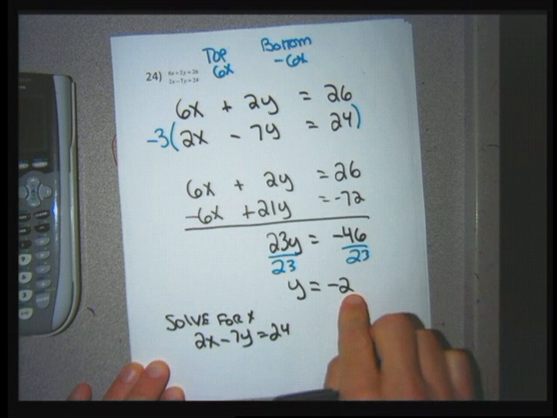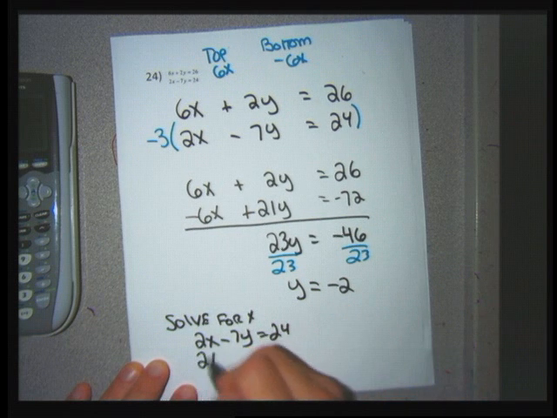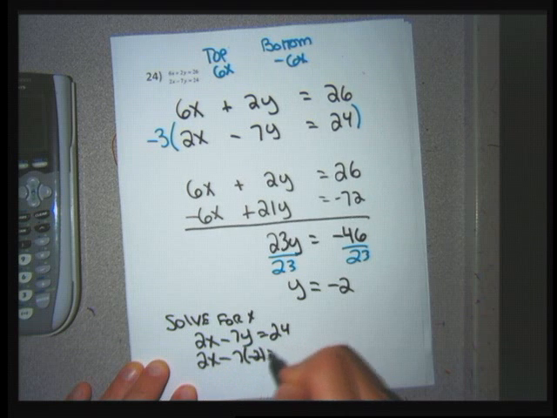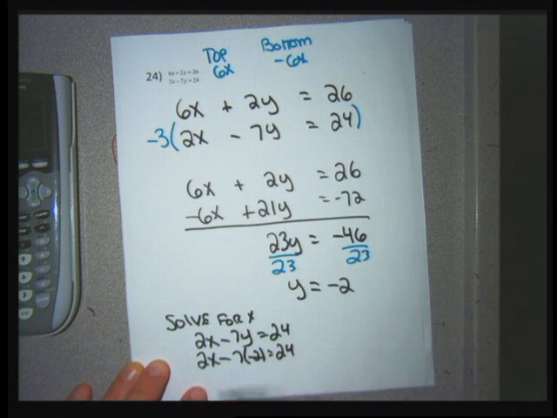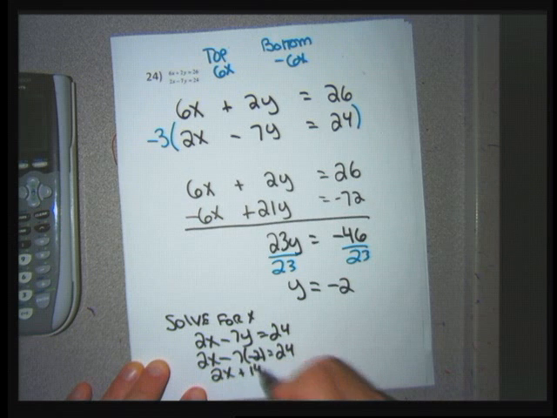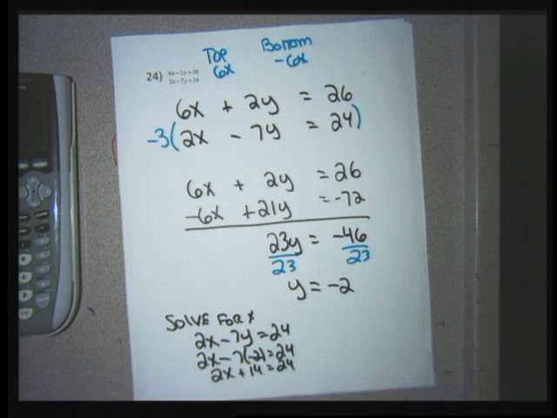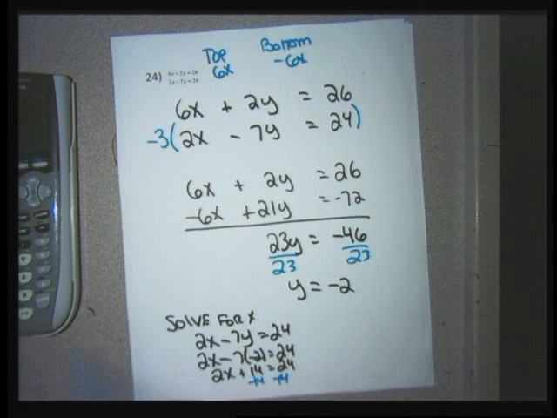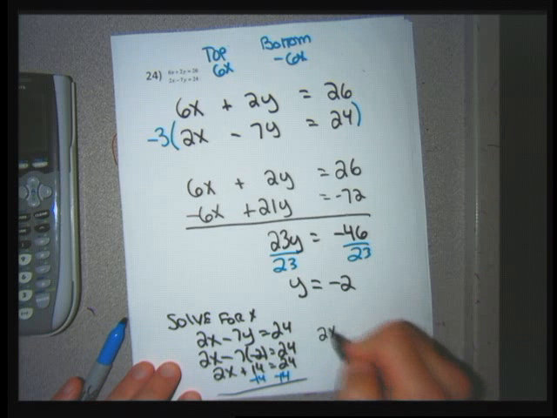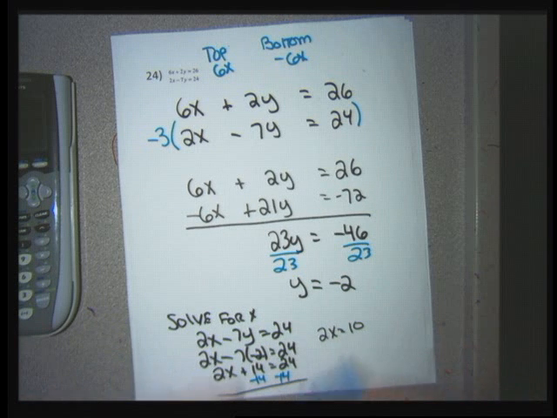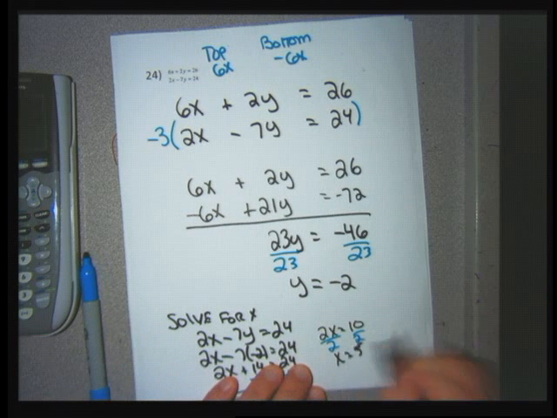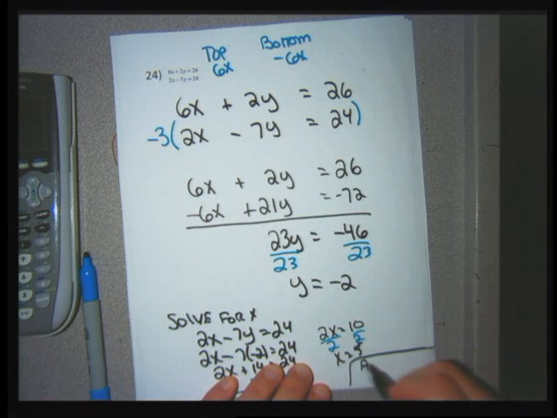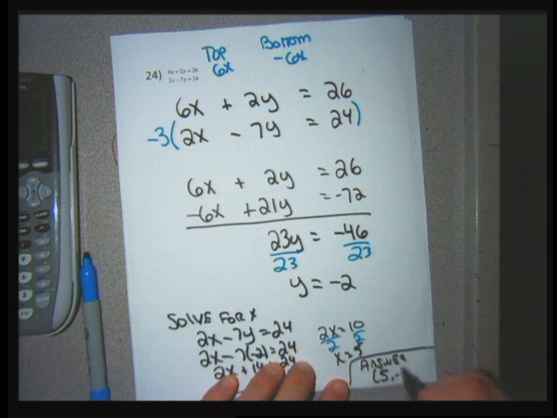I'm going to plug the negative 2 in for y. I'm going to go 2x minus 7 times negative 2 equals 24. This is going to give me 2x plus 14 equals 24. I'm going to minus 14, and when I minus 14, I get 2x equals 10. And then I'm going to divide by 2, and that gives me x equal to 5. I claim my answer, the solution to this system of equations, is the point 5 comma negative 2.